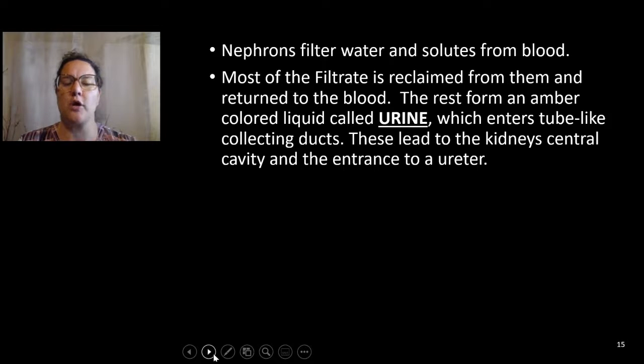So nephrons filter water and solutes from the blood, so things that have been dissolved in the water. Most of the filtrate is then going to be reabsorbed and returned to the blood because most of it is water. In the end, an amber color liquid known as urine enters the tube-like collecting ducts, which is going to go on to the central kidney cavity and go from our ureter to our bladder.